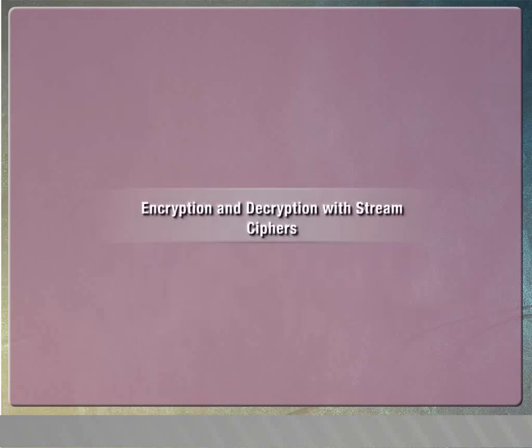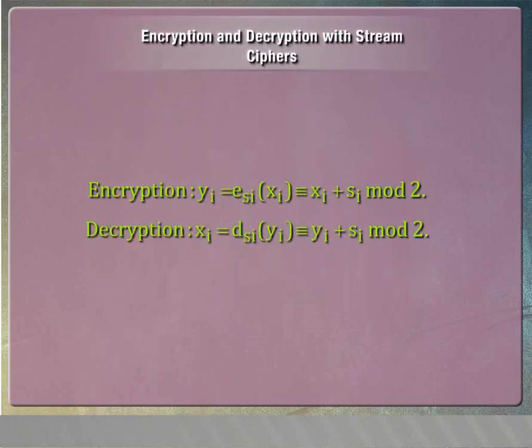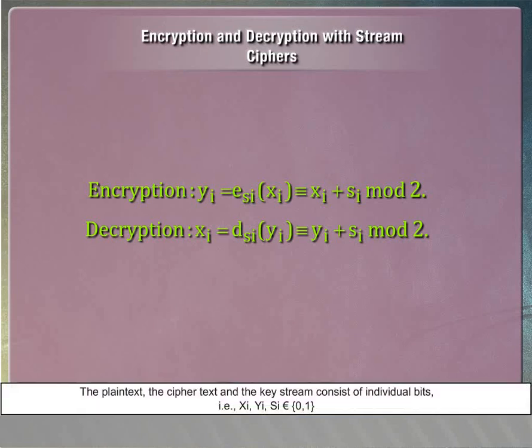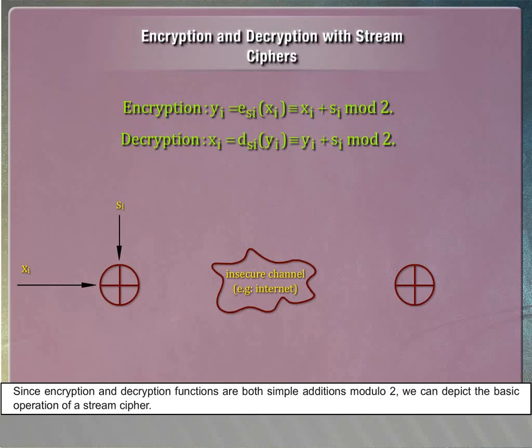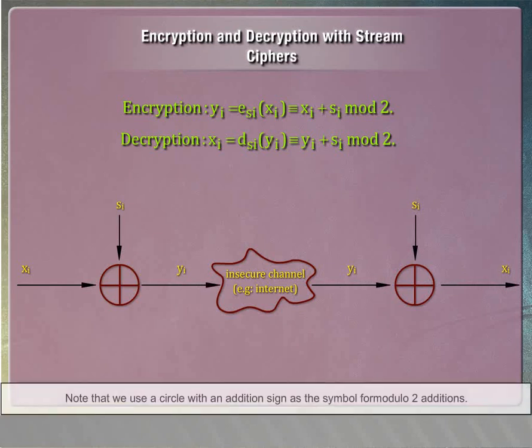Encryption and decryption with stream ciphers. Encryption: yi is equal to e_si of xi, which is congruent to xi plus si mod 2. The plaintext, the ciphertext, and the key stream consist of individual bits, that is, xi, yi, si belong to the set {0, 1}. Since encryption and decryption functions are both simple additions modulo 2, we can depict the basic operation of a stream cipher as shown in the figure. Note that we use a circle with an addition sign as the symbol for modulo 2 addition.